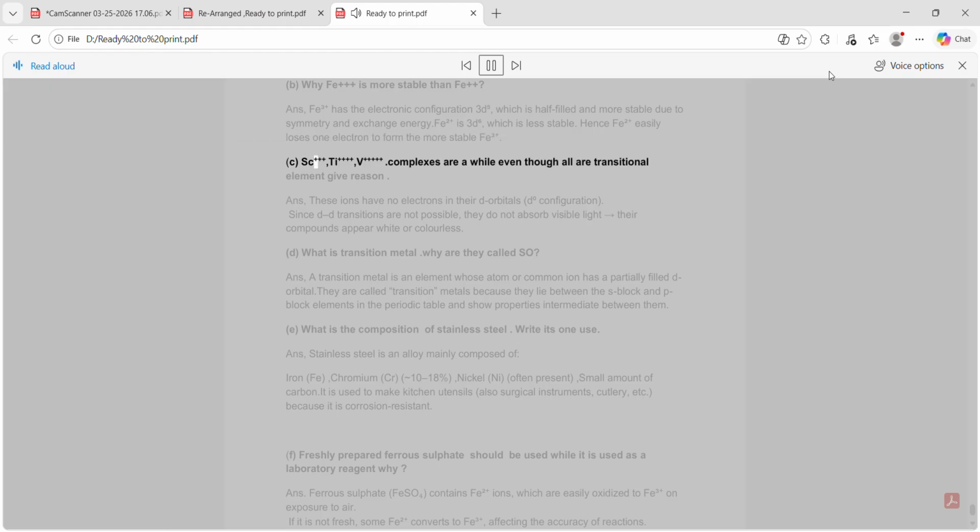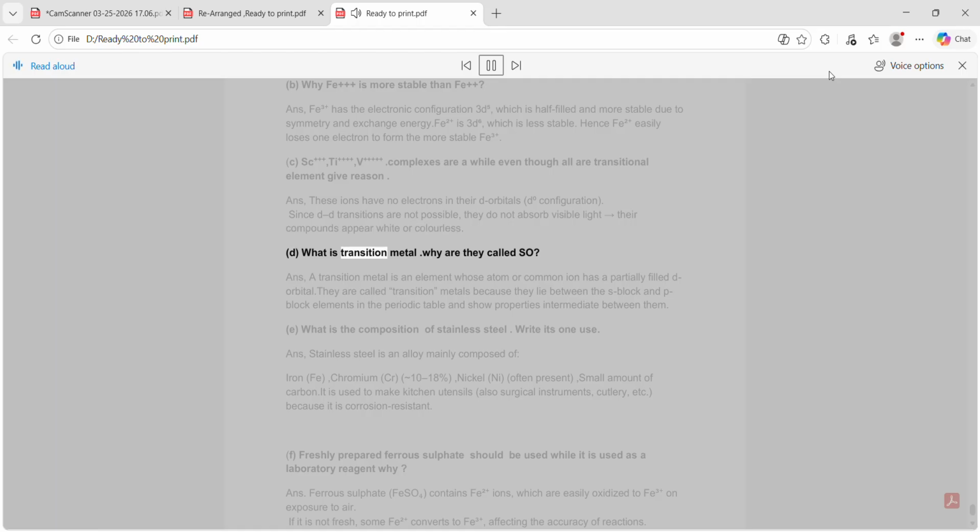C. Sc3+, Ti4+, V5+ compounds are colorless even though all are transition elements. Give reason. Answer: These ions have no electrons in their d orbitals, d0 configuration. Since d-d transitions are not possible, they do not absorb visible light, and their compounds appear white or colorless.